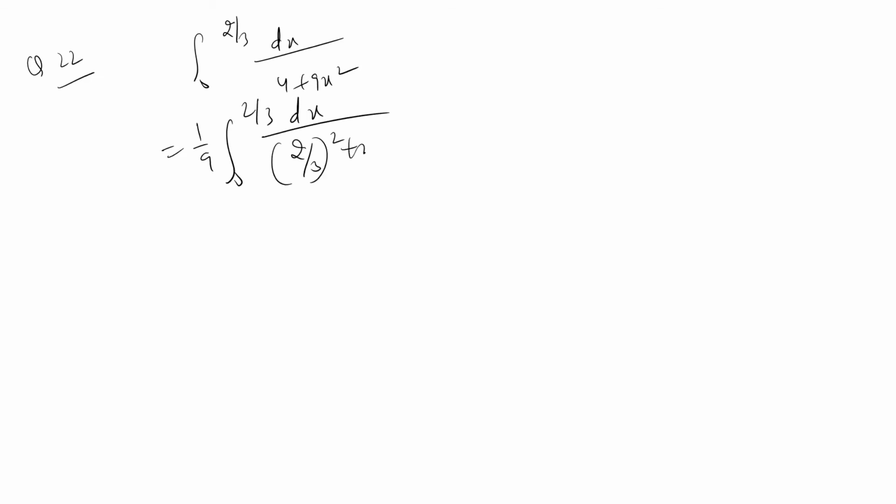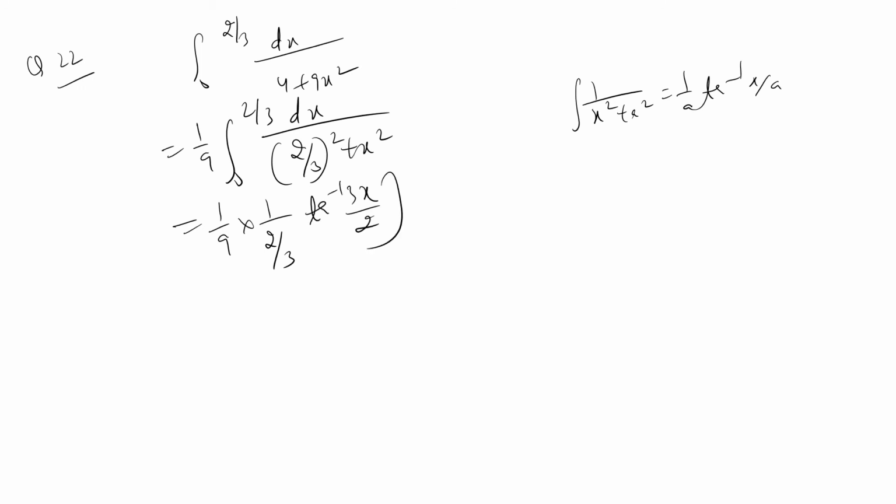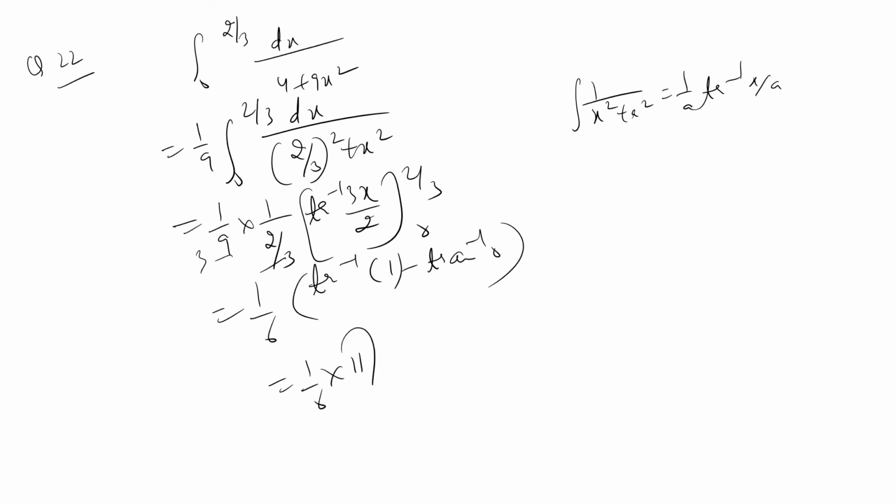Question number 22: integral from 0 to 2 by 3 of dx upon 4 plus 9x square, 1 by 9 outside, 0 to 2 by 3 dx upon (2 by 3) whole square plus x square. So 1 upon x square plus a square is 1 upon a tan inverse x upon a plus c. This is 0 to 2 by 3. 3 3s are 9, 1 by 6 tan inverse 1 minus tan inverse 0. This is 1 by 6 into pi by 4 because it becomes 0, pi by 24.